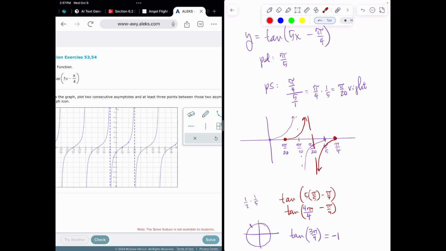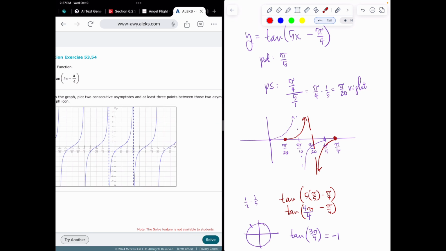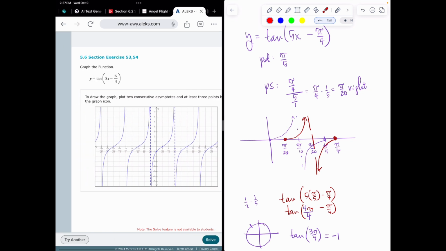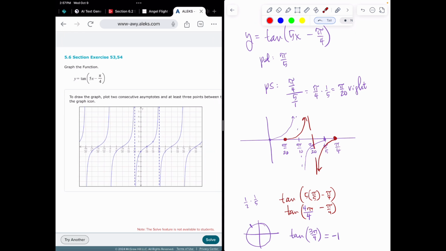We will check our work. And this says that we got it correct. So that's probably the easiest way to graph on the tangent graphs.